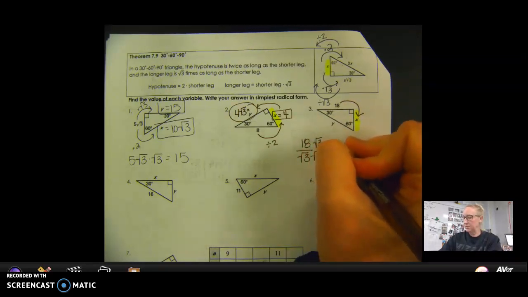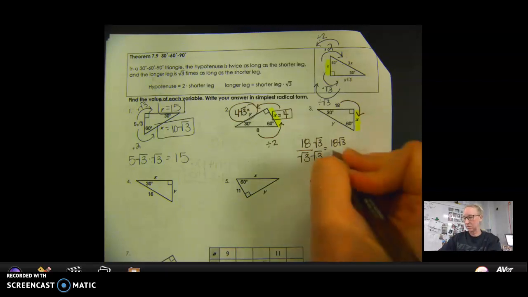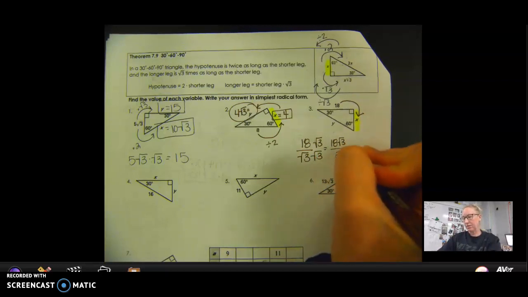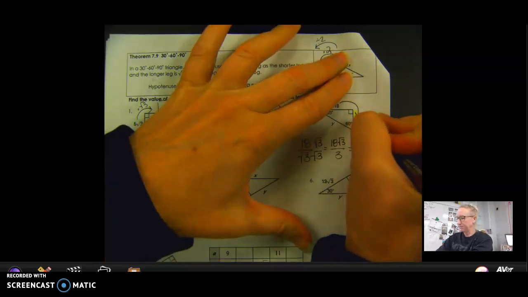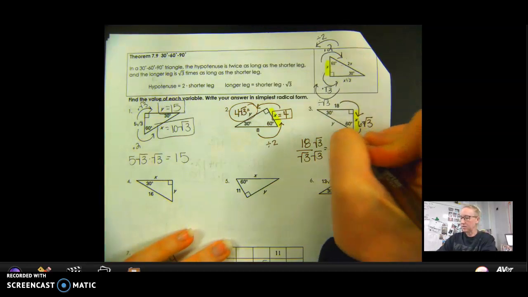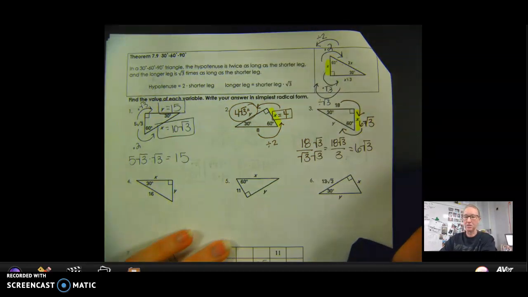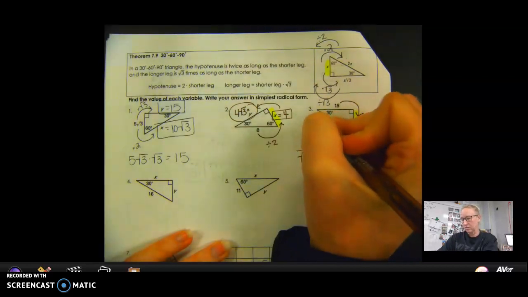So I get 18 square roots of 3. Square root of 3 times the square root of 3 is the square root of 9. The square root of 9 is just 3. So 18 divided by 3 is 6, so I get 6 square roots of 3 for this small side. Now I use the small side to find my large side, my hypotenuse, by just multiplying by 2. So 6 times 2 is 12 square roots of 3.